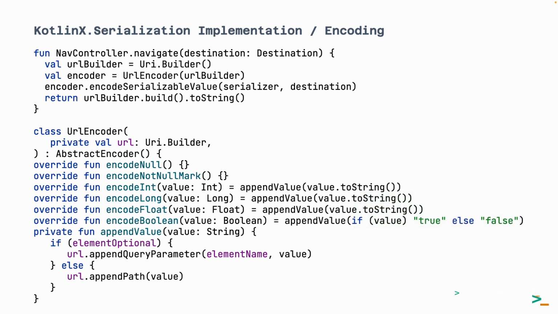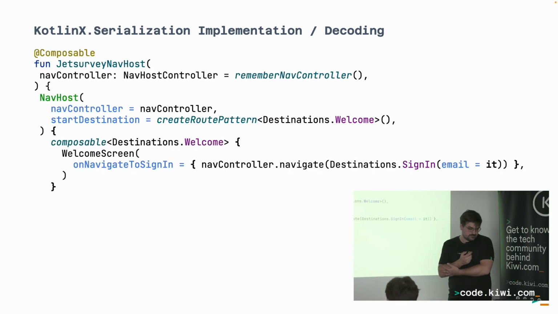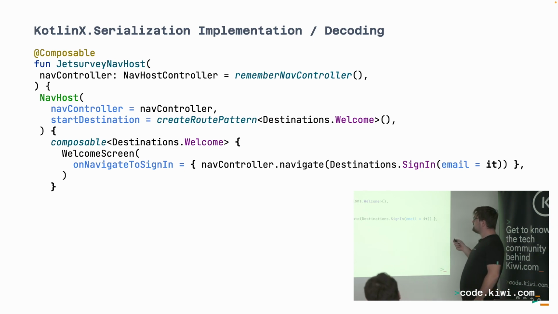So when there is an int in the destination object, it will call the encode int. You will take the value and somehow append it or add it to the URL object, the URL builder object. So once again, you are using some metadata, if the parameter is optional or not, and you are adding it either as a query parameter or path value. So we have talked about encoding, that's the navigate method.